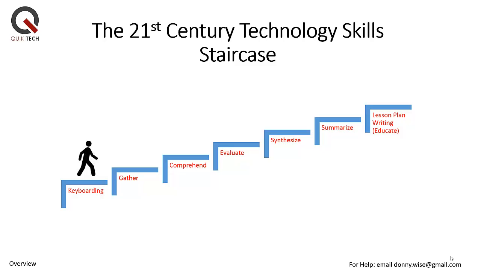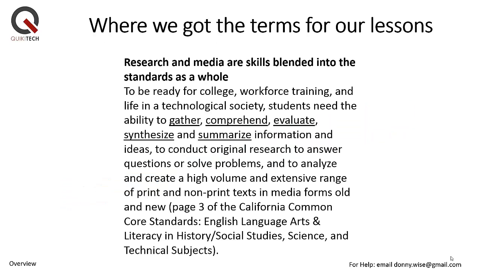And the 15 lessons that you'll go through are all categorized under one of these topics. You may be asking, well, where did I get those words, and how does that relate to the Common Core standards? Well, these phrases are the exact phrases used in the Common Core. And so I read this in front of you. Research and media are skills blended into the standards as a whole. To be ready for college, workforce training, and life in a technological society, students need the ability to gather, comprehend, evaluate, synthesize, and summarize information and ideas.